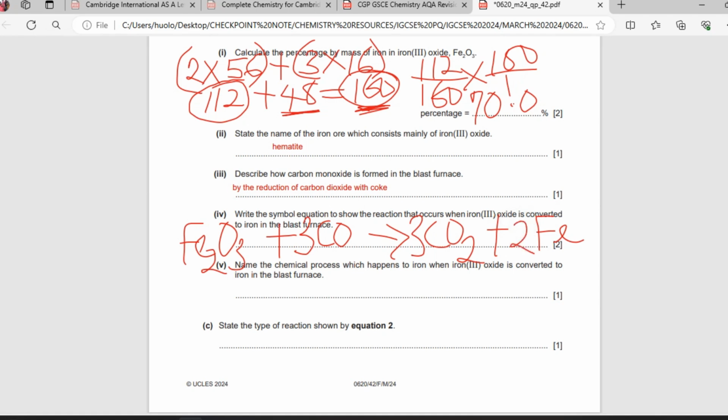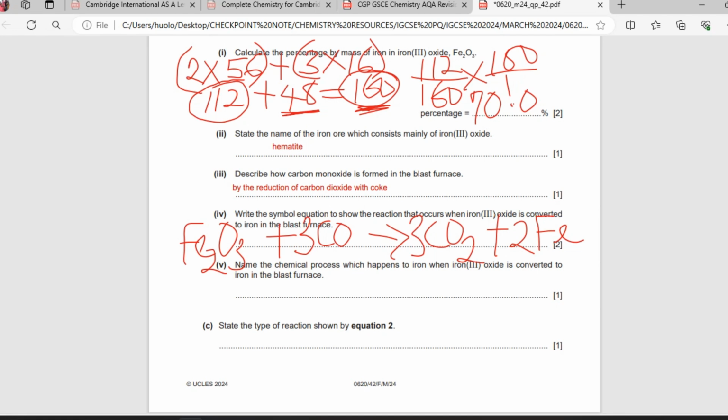The equation is balanced. So balancing the equation will give you 1 mark. The ability to write the formulas on both sides correctly will give you 1 mark. That's how you earn your 2 marks.